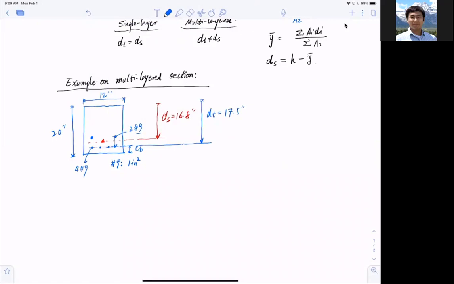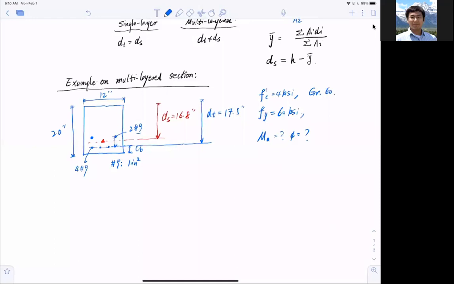All right, so that's all the geometry we know right now with the section. And for the input materials, we're using 4 KSI concrete, and also grade 60. When I say grade 60, you immediately realize that means the yield strength of the bars is 60 KSI. So that's all the cross-sectional detail we need to compute what? We're trying to find Mn and phi.